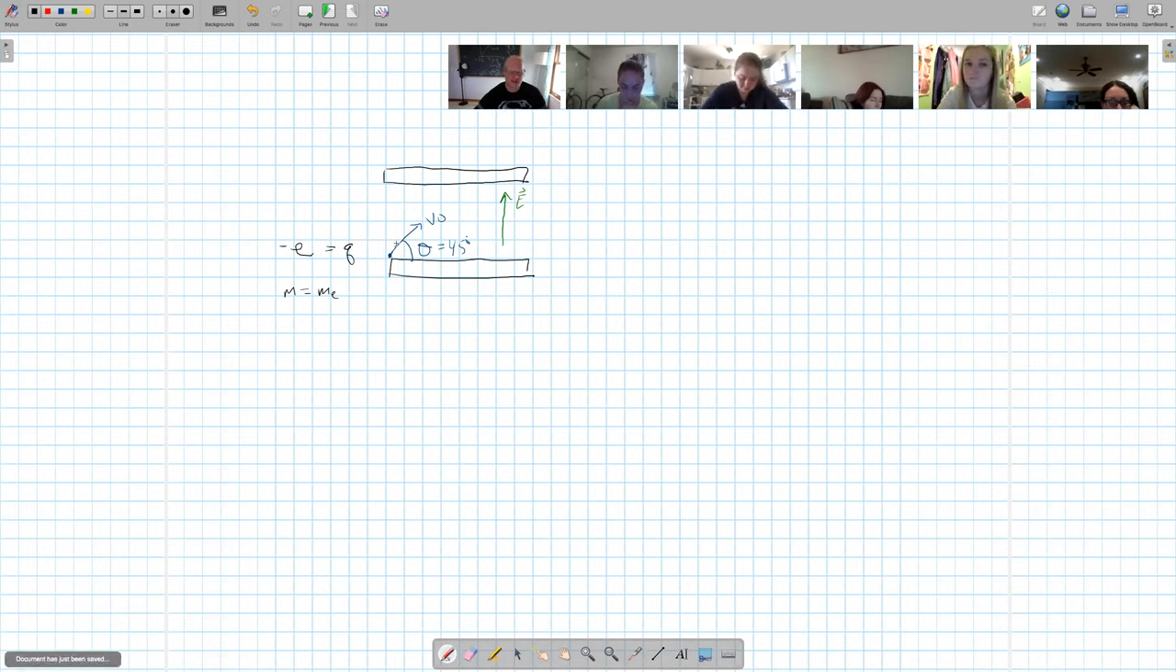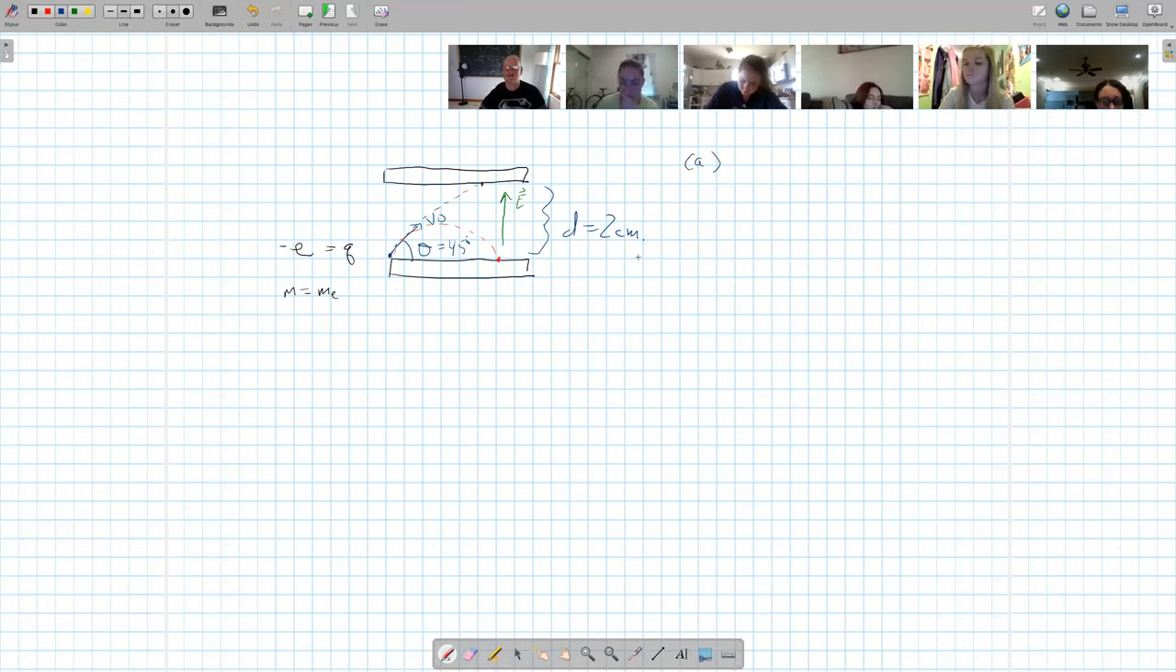So again, the question is, is this thing going to curve but hit up here? Or is it going to curve and then hit down here? Right, so this is what we want to know. Is it going to hit up here or is it going to hit down here? And again, what we also know is that the distance between the plates here, which is called D, is equal to 2 centimeters.